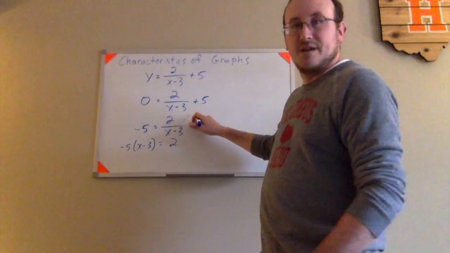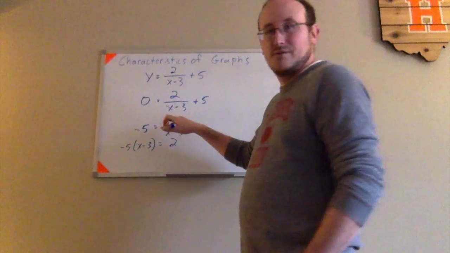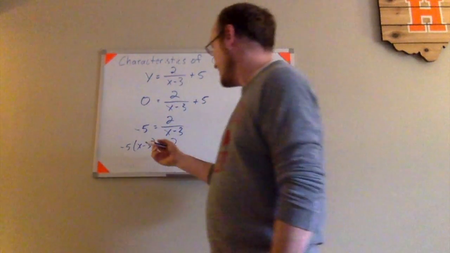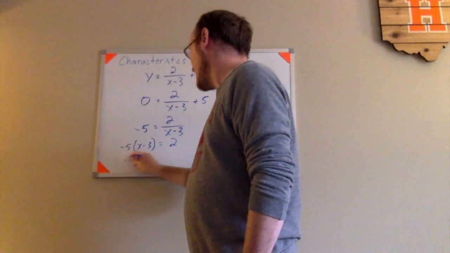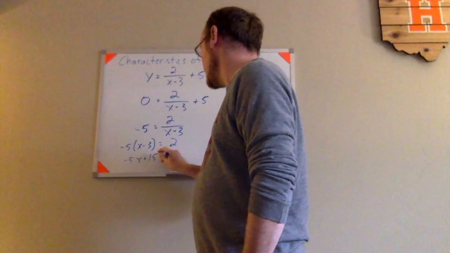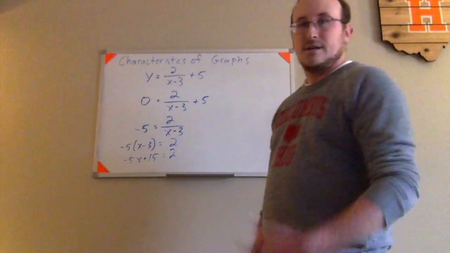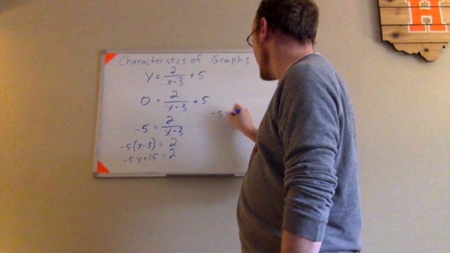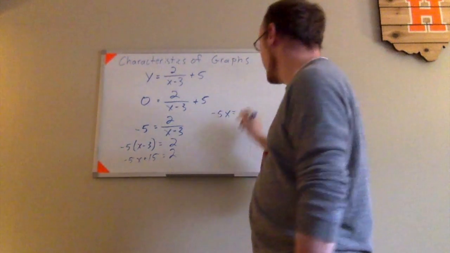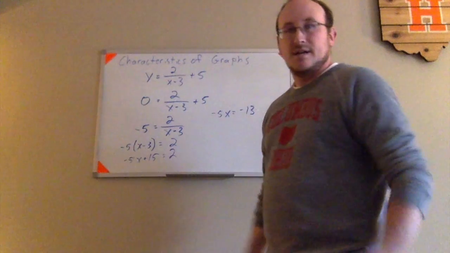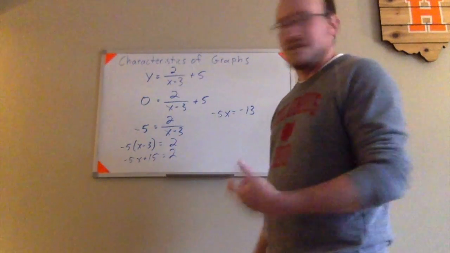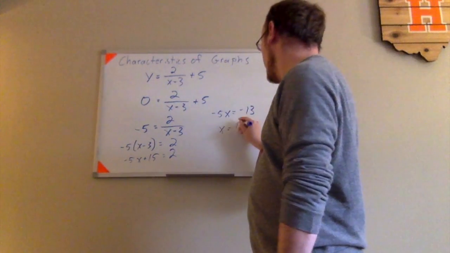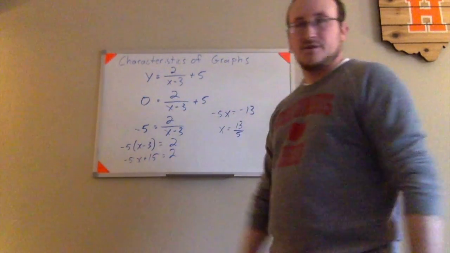Again, multiply this side by x minus 3. It would cancel out the x minus 3 that's on the bottom. I need to do it to that side as well. Now I need to go ahead and distribute. So I have negative 5x plus 15 is equal to 2. I can go ahead and subtract 15, and I'll be left with negative 5x is equal to 2 minus 15, which would be negative 13. And then finally dividing both sides by negative 5 would leave me with x equals, a negative divided by a negative is a positive, 13/5, like that.